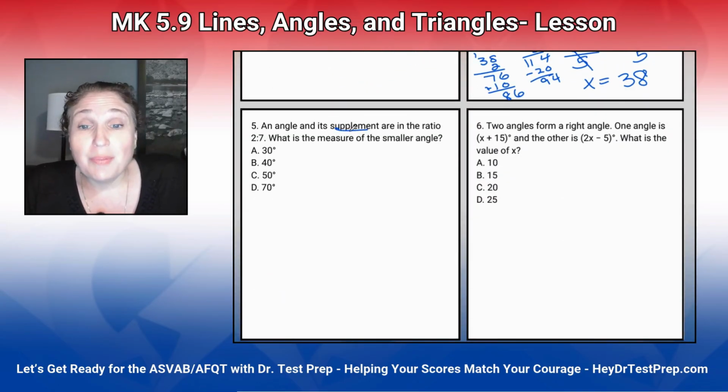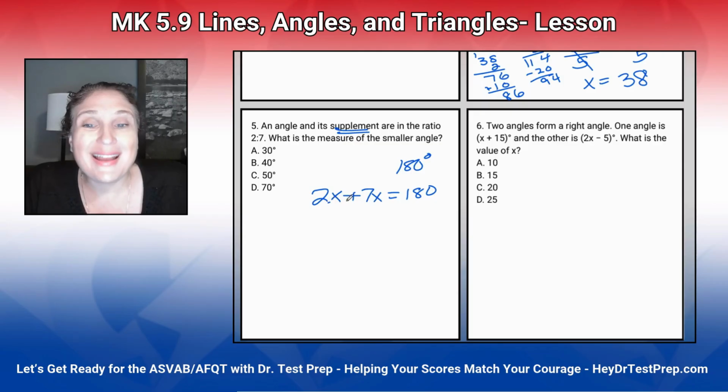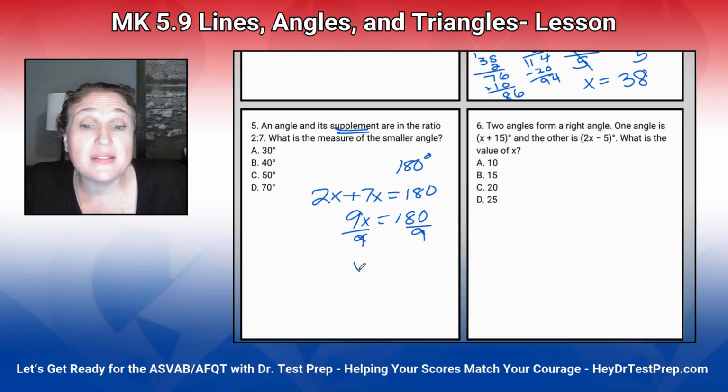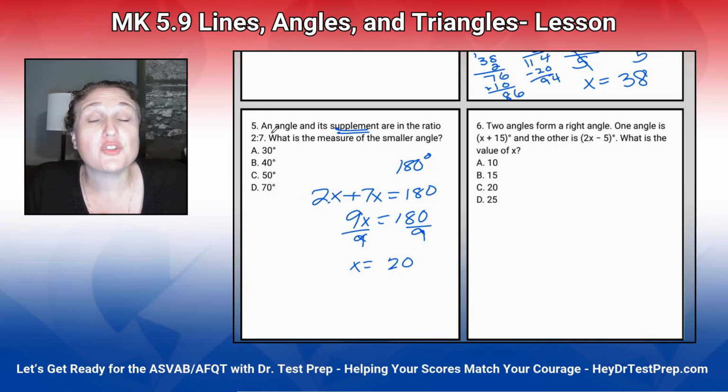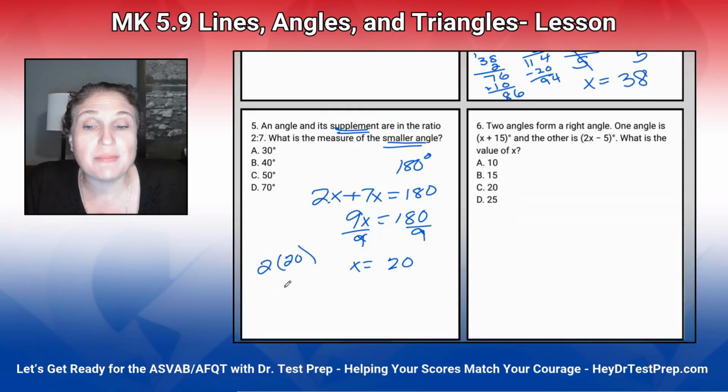Okay, an angle and its supplement, so 180 degrees, is in the ratio 2 to 7. We did ratios in AR. So 2x plus 7x equals the total of 180. So 2 parts plus 7 parts equals 180. Then we just simplify, divide both sides by 9. And this is where they sometimes will trick you. They might have 20 as one of the answers. These aren't great distractors, but that's not what they want. They want the smaller angle. So we have to do 2 times 20 to get our smaller angle of 40.